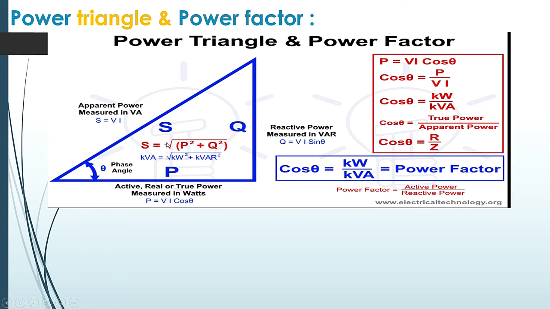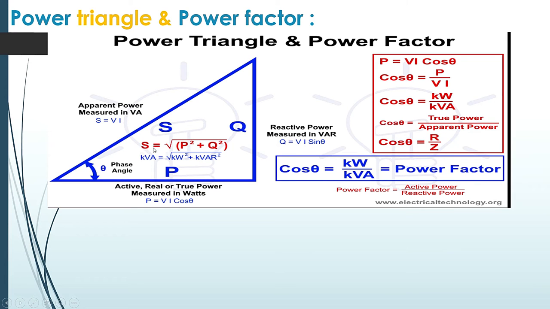So S is equal to root of P square plus Q square. S, the apparent power, is equal to root of P square plus Q square. That is, P square is your real or true power, plus Q square is reactive power. So for total, the unit is kW square plus kVAR square. This is the formula. This is the phase angle.